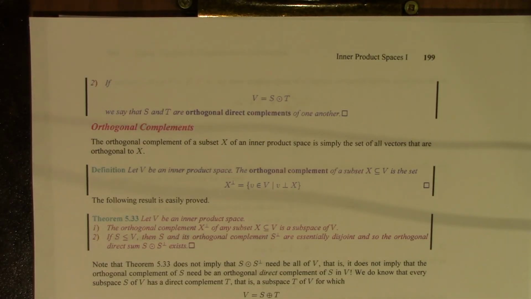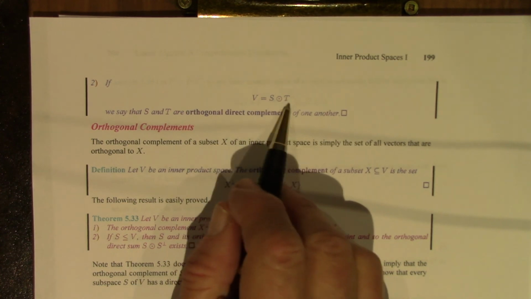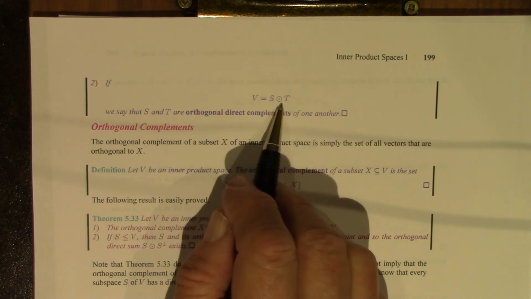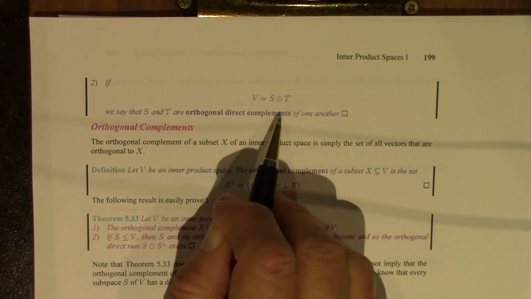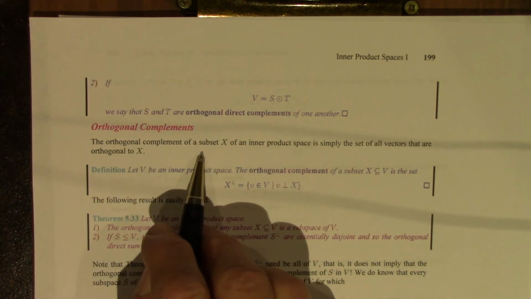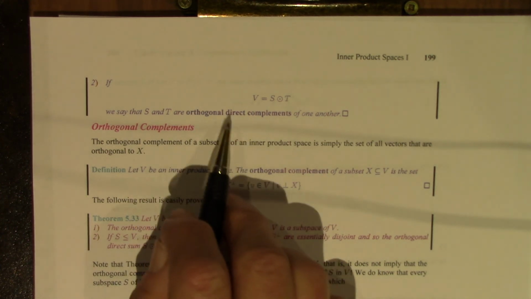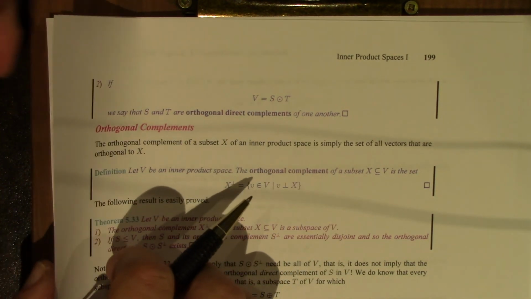Now we come to a point that's going to require careful attention. I've just defined orthogonal direct complement, and it looks like this. S and T are direct complements of each other. We usually just say complements of each other. But they're also orthogonal, which makes them orthogonal direct complements. There is something called the orthogonal complement, and it's different from the orthogonal direct complement, but related. So that's what we have to talk about now.